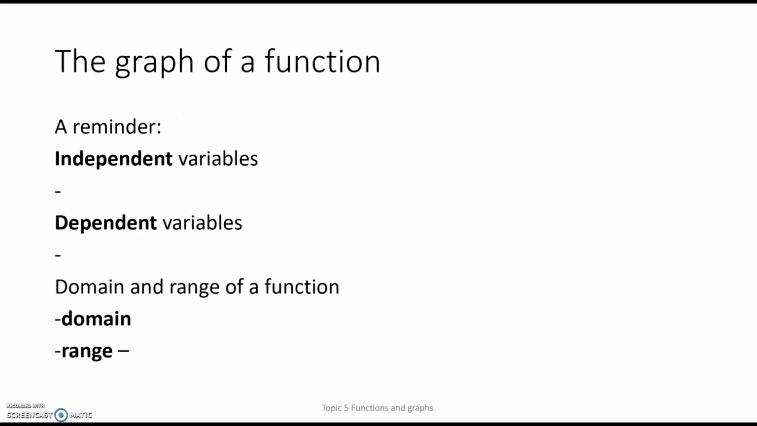Just a reminder, independent variables are the ones that we choose, say x, and the dependent ones are the ones that depend on that, say y. The domain is the set of independent variables.